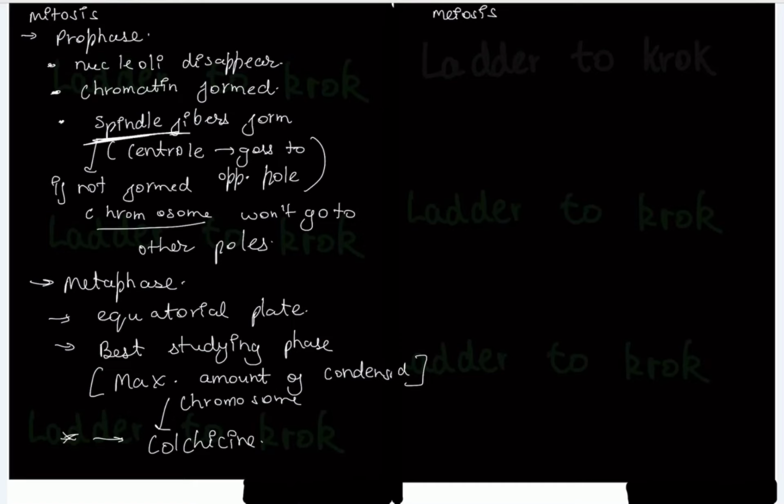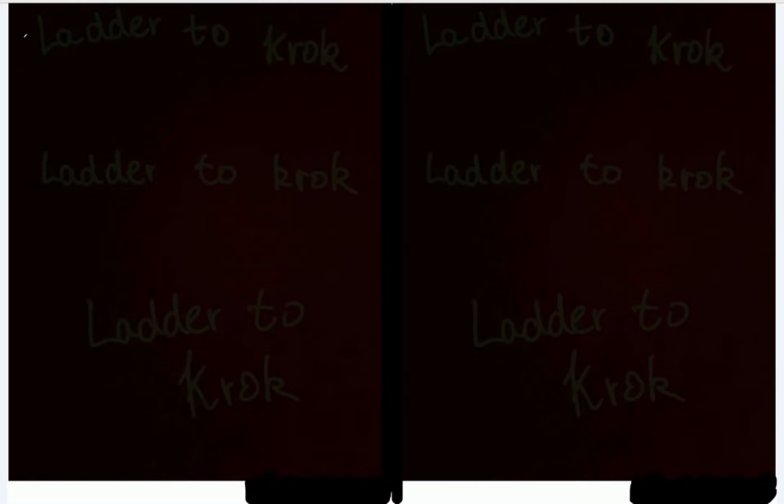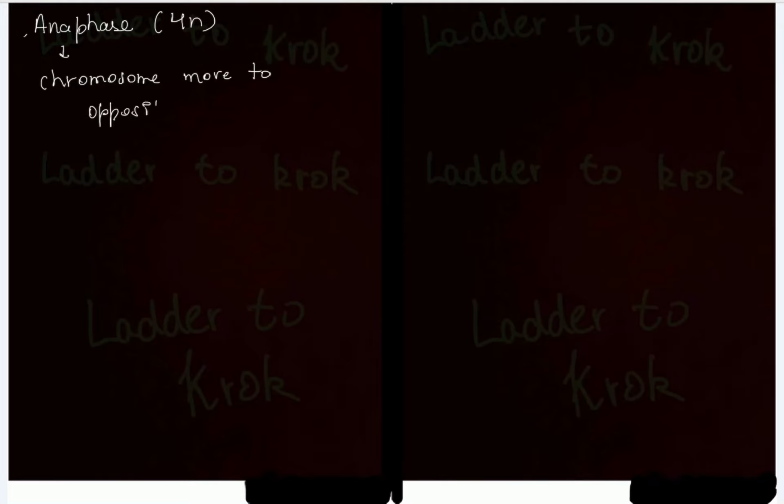Now after metaphase, which phase do we have in mitosis? That is anaphase. What happens in anaphase? The first is 4n. 4n means chromosomes move or go to the opposite pole. Basically, at this stage, for a human we have 92 chromosomes. Normally, how many chromosomes do we have? We have 46. But in this stage, we have 92.